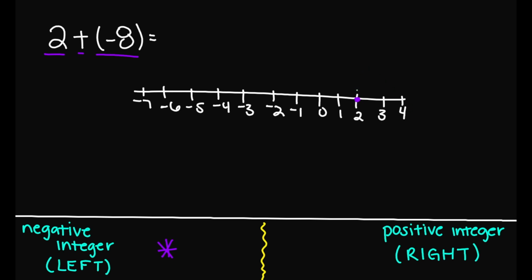So I'm at my 2. I'm going to move to the left 8. So 1, 2, 3, 4, 5, 6, 7, 8. And this puts us right here at our negative 6. So 2 plus negative 8 is going to give you negative 6.